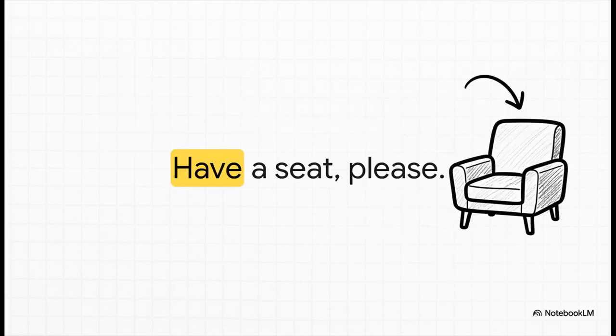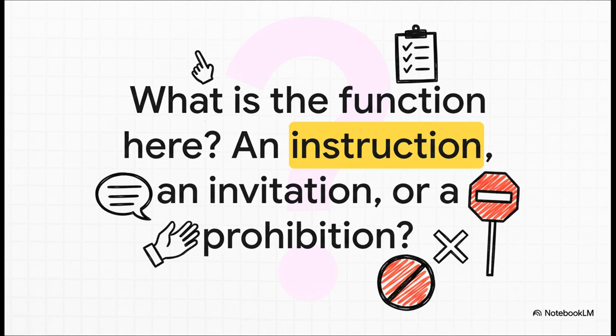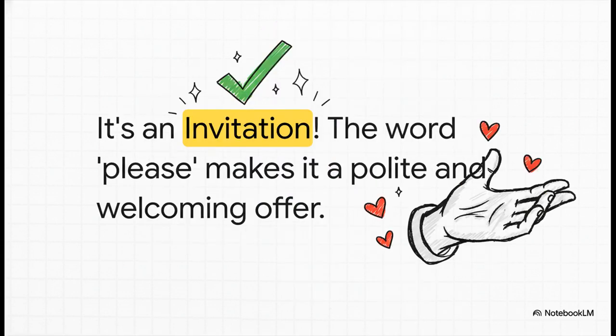Have a seat, please. So, what's happening here? What is the function of this sentence? Is it an instruction, an invitation, or a prohibition? And the answer is, it's an invitation. That little word, please, and the friendly context make it a very polite and welcoming offer.